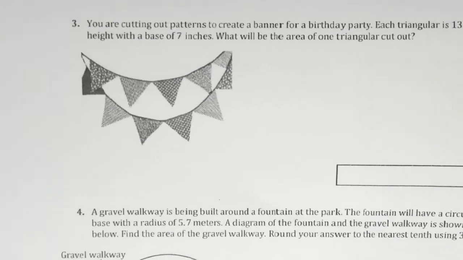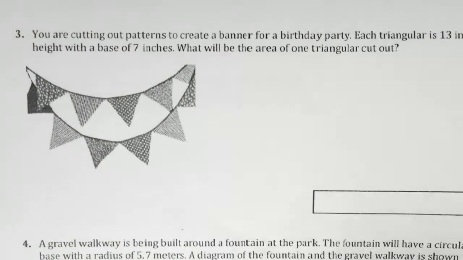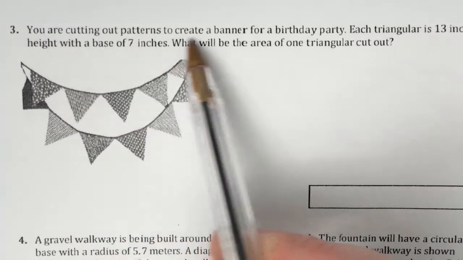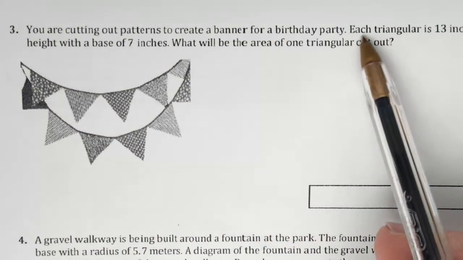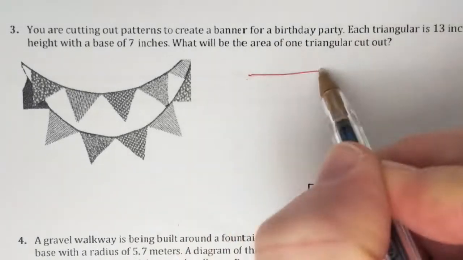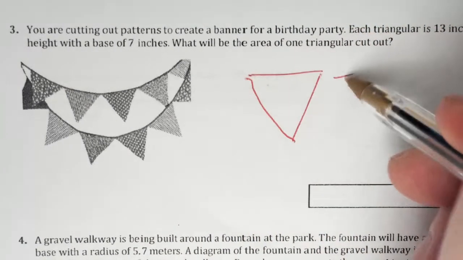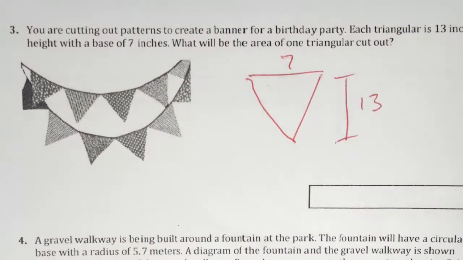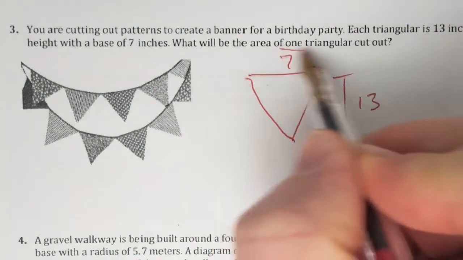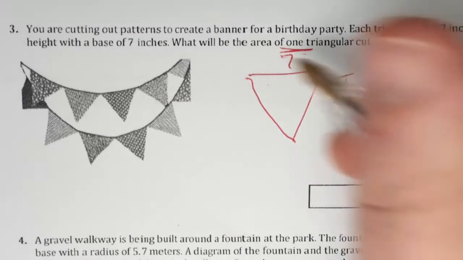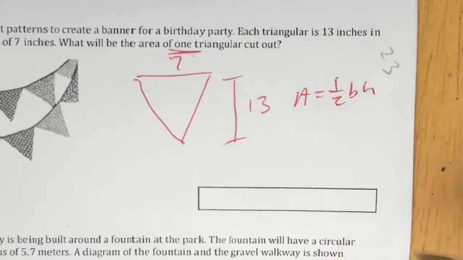Number 8. Number 3. Okay, on this one, you are cutting out patterns to create a banner for a birthday party. Each triangle is 13 inches in height. So we have this triangle. The height is 13, and the base is 7. Okay, go find that area, right? So of one triangle, so find the area. So area equals 1/2 base times height. Just plug those things in. And then you're good to go. So I'll let you guys finish that one.